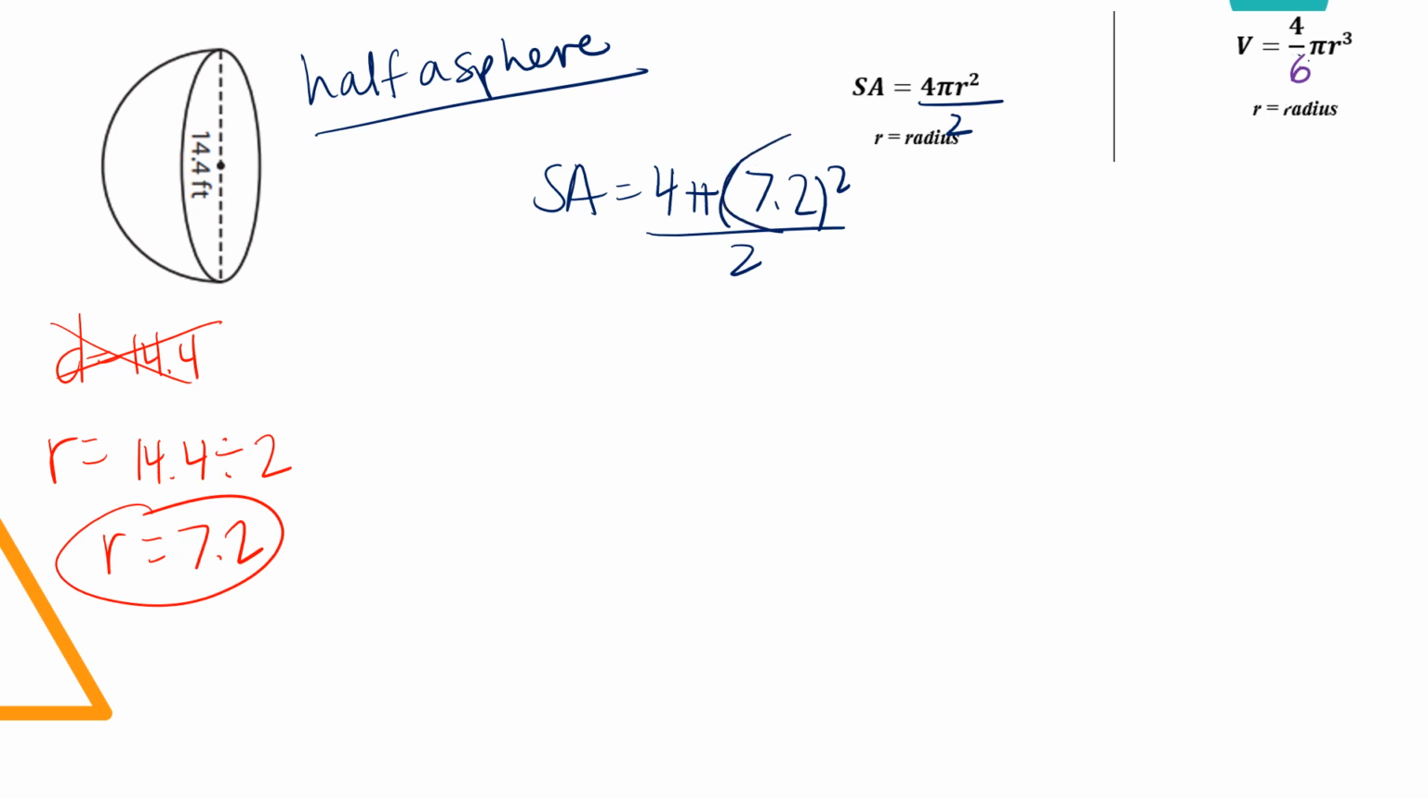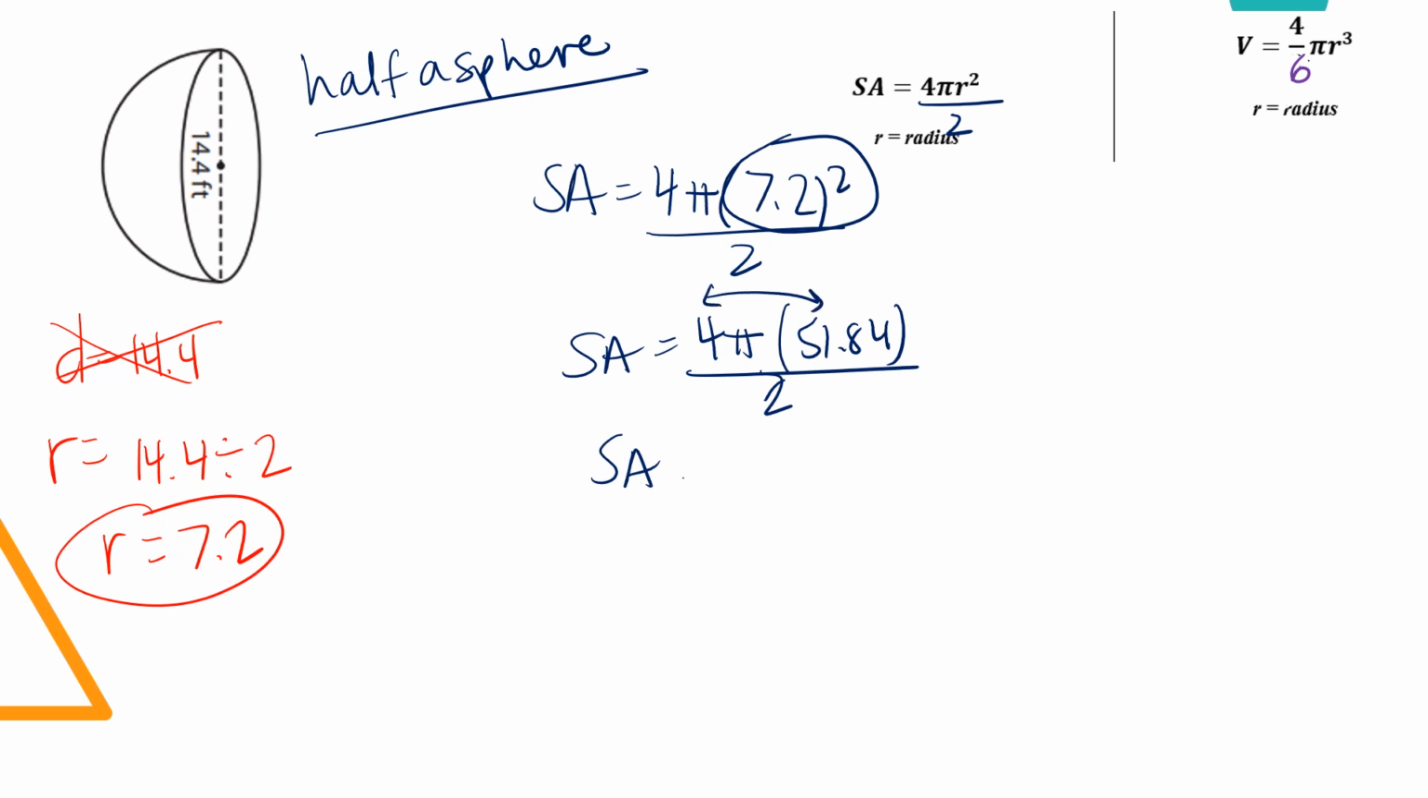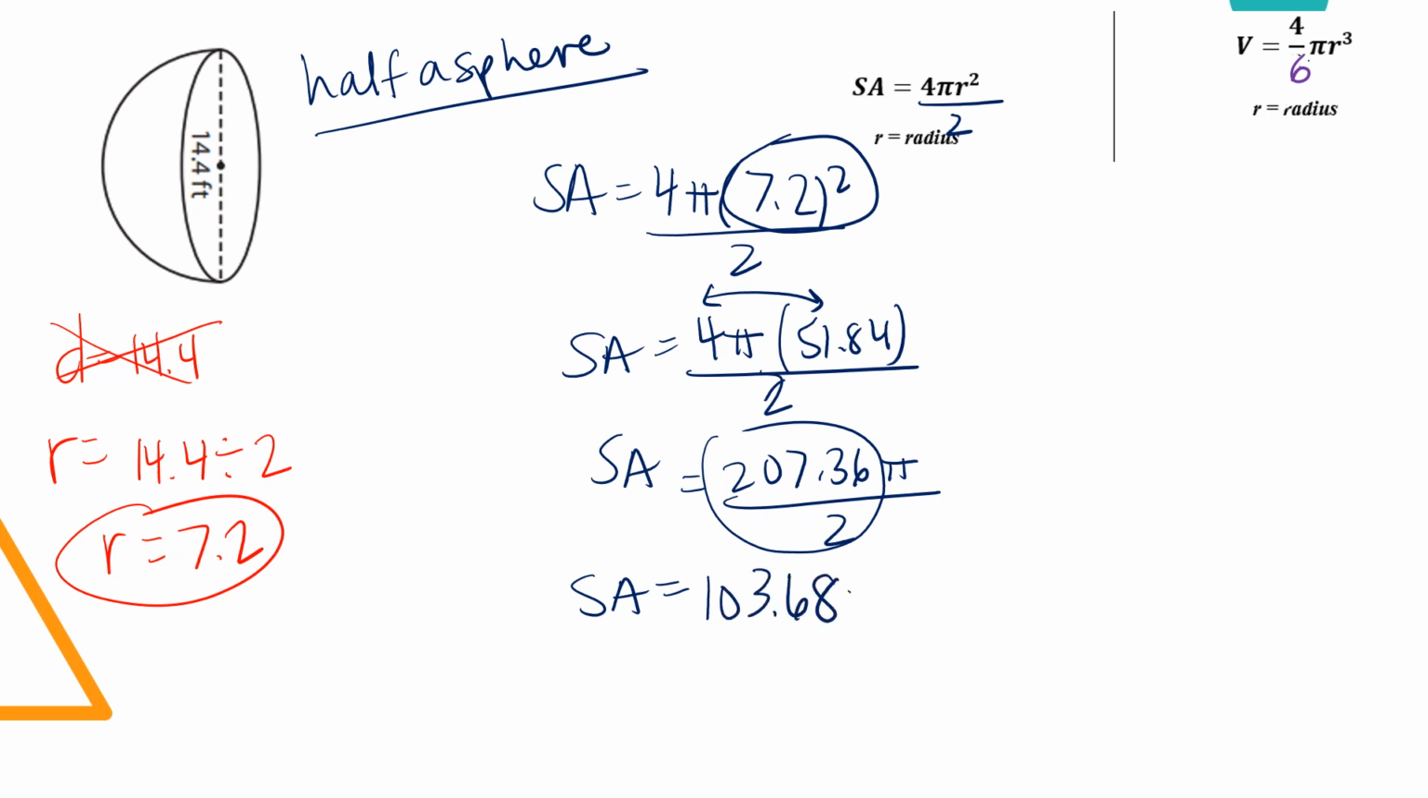So I'm going to do the 7.2 squared first, which is 51.84, and then over 2. I'm going to multiply the 4 and the 51.84, which is 207.36 pi, and then over 2. You can divide that out, and again, it doesn't matter to me which way you do this, okay? So I'm just going to leave the pi there for sake of ease here. So my surface area would be 103.68 pi feet squared.